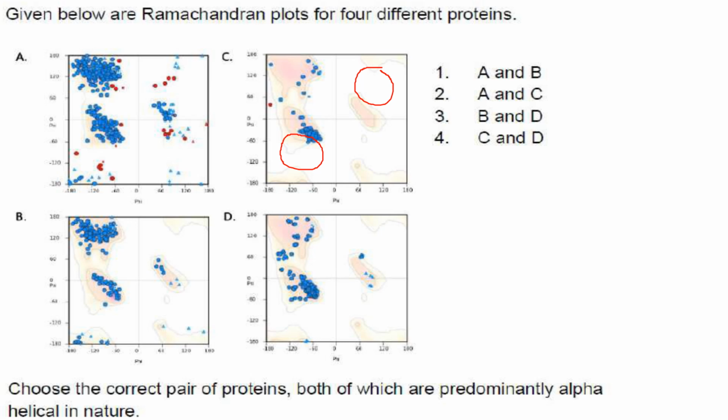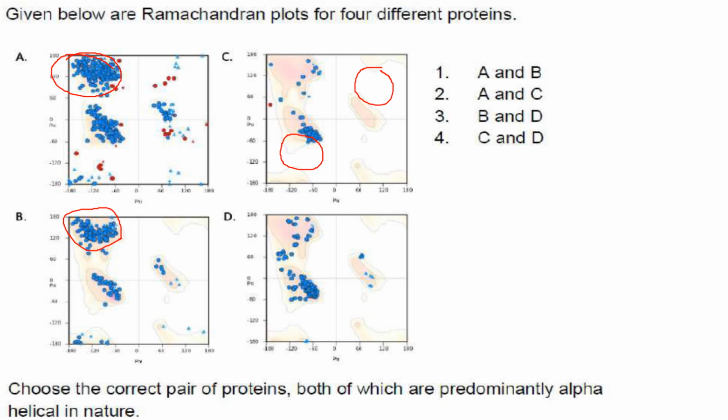Okay. So coming to option A. Option A is having maximum over here. So it should be beta strands. So the major dotted portion is on the upper left quadrant, which is for beta sheets, anti-parallel or parallel beta sheets. So A is not correct. Again B, if you see, the dots are mainly concentrated here. So that must be again for the beta sheets, anti-parallel and parallel beta sheets.